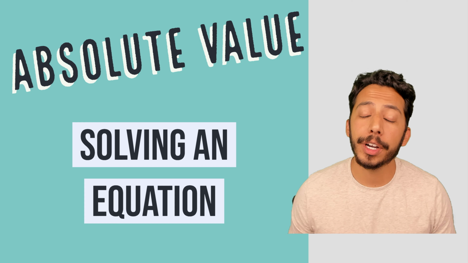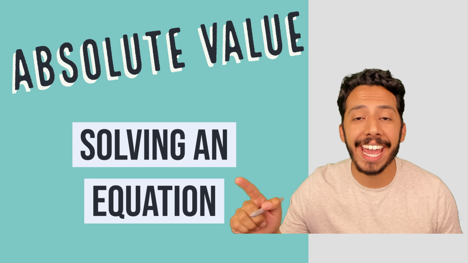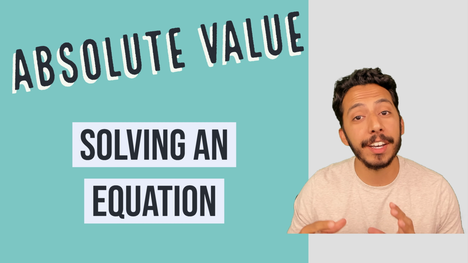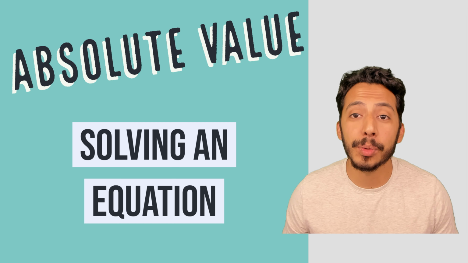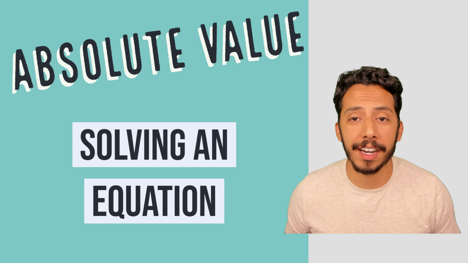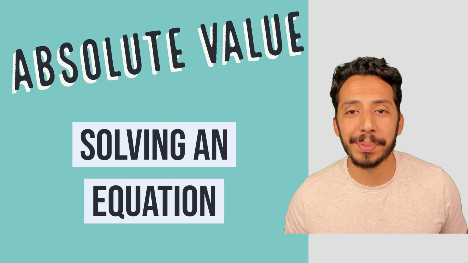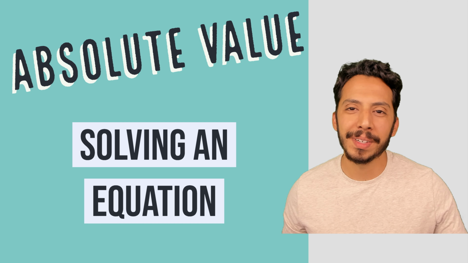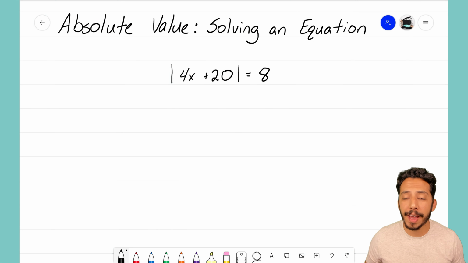In this video, we're going to take another look at absolute value, but this time we're going to see, can we solve an equation that involves absolute value? And the answer to that question is yes, we can definitely solve for that unknown variable. All we will have to do is one little extra step as we're working through the problem. Now I have an example problem here for you: the absolute value of 4x plus 20 equals 8. And I want to know, what does x equal?